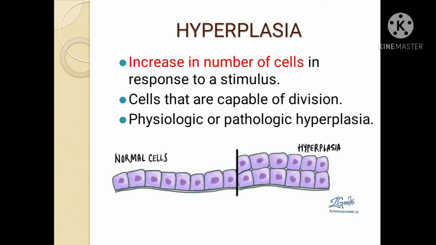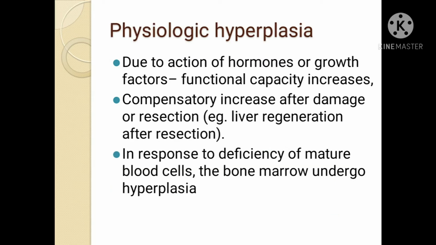Next, let's move on to hyperplasia. An increase in the number of cells in response to a stimulus occurs in hyperplasia, so only cells that are capable of division undergo it. Hyperplasia may be physiologic or pathologic. Physiologic hyperplasia occurs due to the action of hormones or growth factors, so the functional capacity increases, and there is a compensatory increase after damage or resection. For example, when an individual donates a liver for transplantation, the remaining cells proliferate so that the organ soon grows back to its original size.